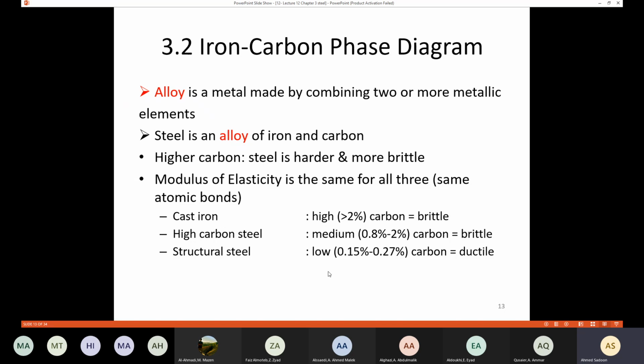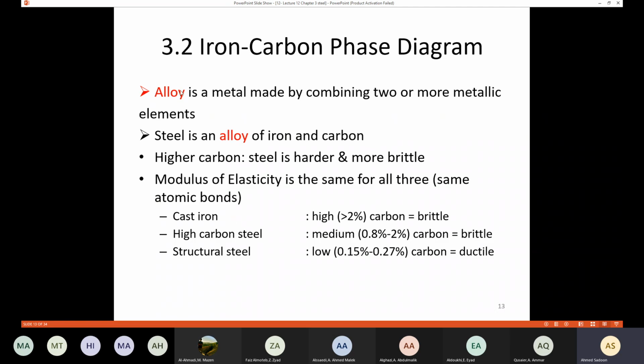The percentage of the carbon is going to be low, between 0.15% to 0.27%. And this one is ductile. This one has better ductility than the cast iron and high carbon steel. We call this the iron carbon phase diagram. So the percentage of the carbon is going to control the behavior of the steel.